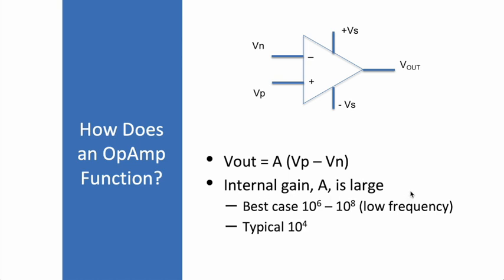Best case, you can get out of these currently is well into the millions, 10 to the 6, 10 to the 8, and you'll realize that if you have a low frequency type of variation in your signals. More typically, you might have around 10 to the 4 if you have signals that are at some higher frequency with some decent gain applied to them. In any case, we can assume that A is a large value.